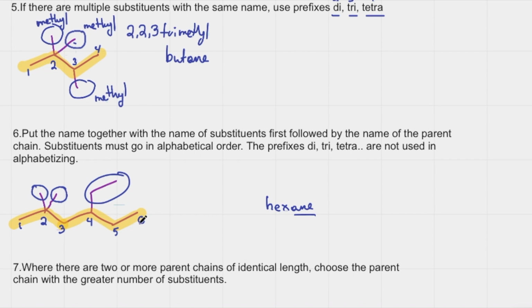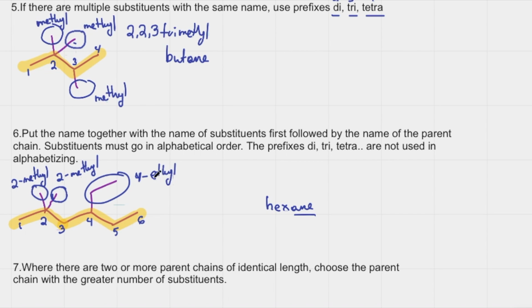And what I'm going to do next is go ahead and name my substituents. And also I have to identify the position that they're located on, which carbon they're attached to. So this one is attached to carbon 2, and this is 1 carbon, so it's methyl. This is attached to carbon 2 also, and it's also 1 carbon, so it's also methyl. And this is attached to carbon 4, and it is ethyl.